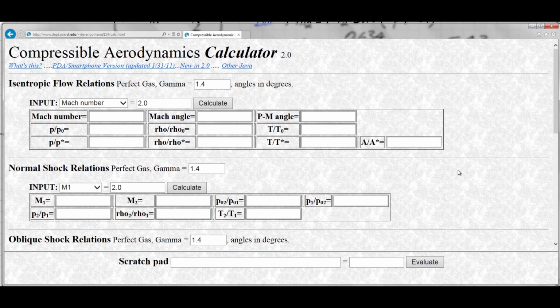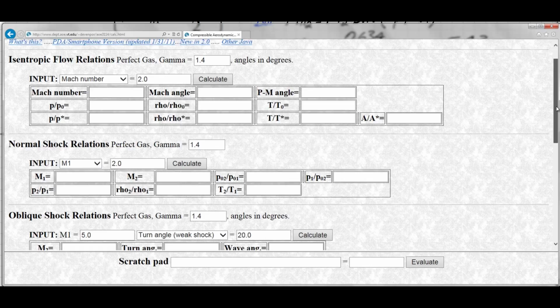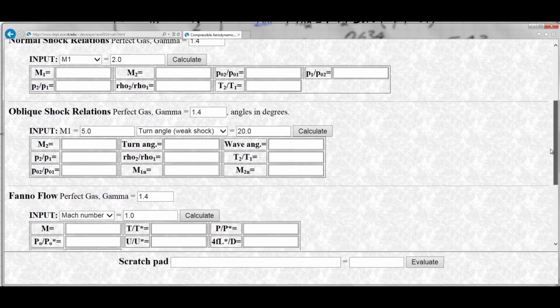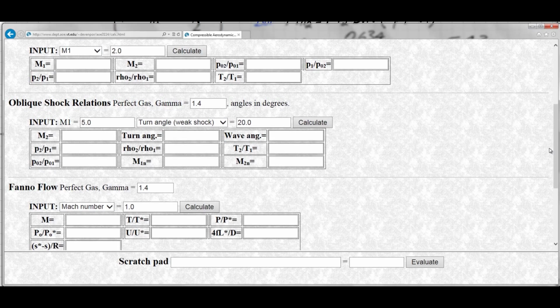So we'll use the compressible aerodynamics calculator, the one by William Davenport from Virginia Tech. There's a link to this from the course material. I'll move that screen down because we're interested in the oblique shock relations. So we want to put in our Mach number, 6.8. We've got a weak shock and our turning angle is 8 degrees, and then we'll calculate for that.